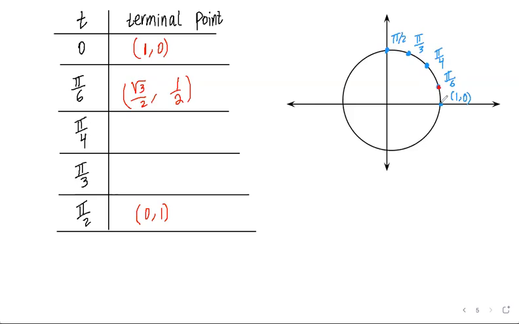The terminal point, if I start moving from this point to this point, is 1 over square root of 2, 1 over square root of 2. Yes, this is true, Angel, the same thing. Now, if I move from this point around the unit circle and stop here, the terminal point here is 1/2, square root of 3 over 2.